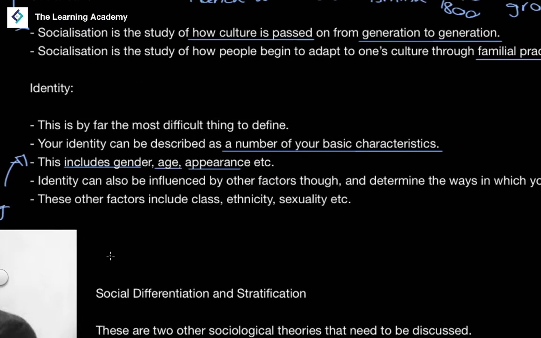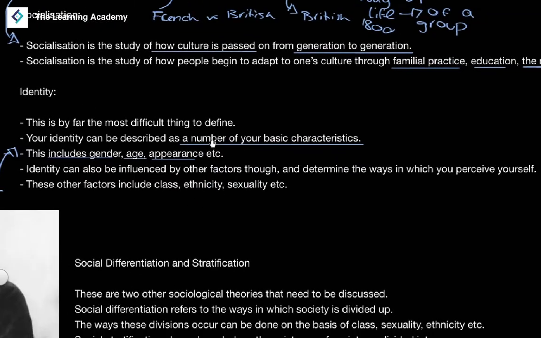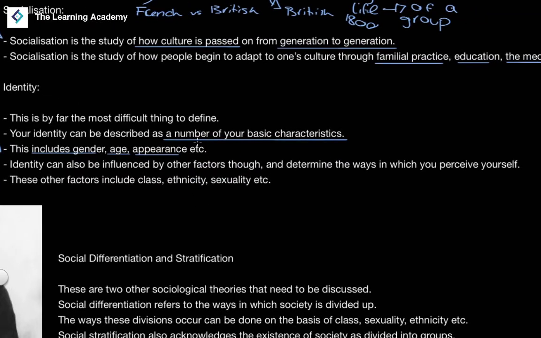But it can also be influenced by other factors. One way in which sociologists like to study the concept of identity is not necessarily by studying what particular identities individuals have, but by studying how identity can be influenced through social factors. So basically a determination relating to the ways in which you perceive yourself, how you are perceived, and how your characteristics and identity inform that perception.